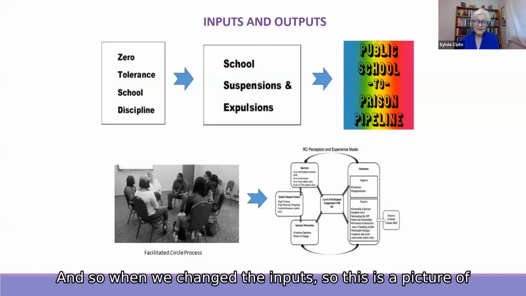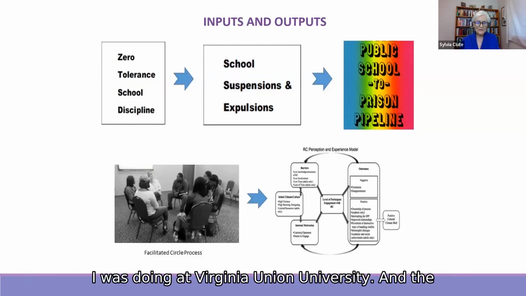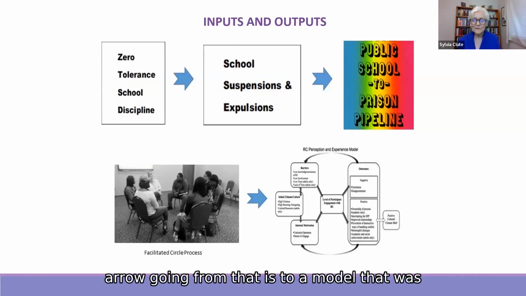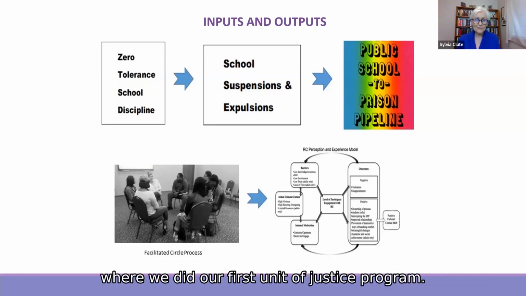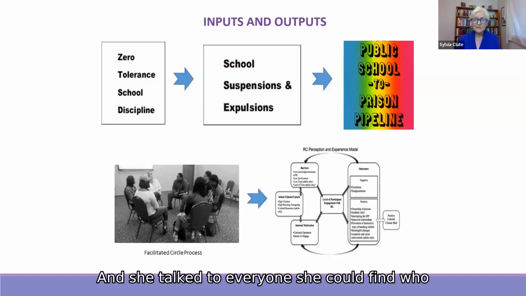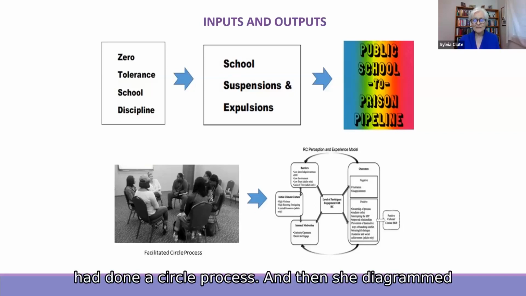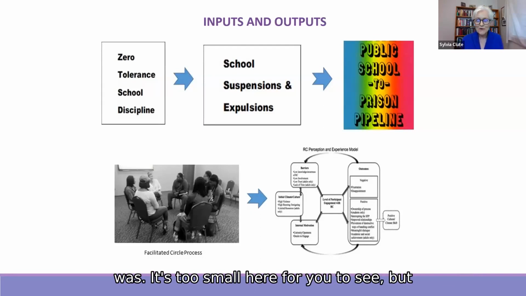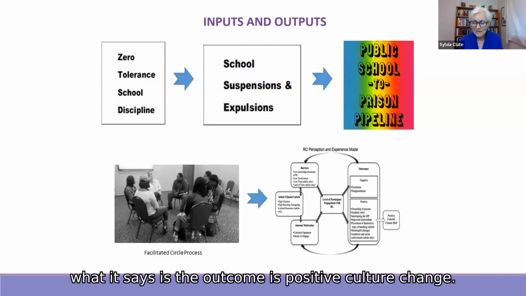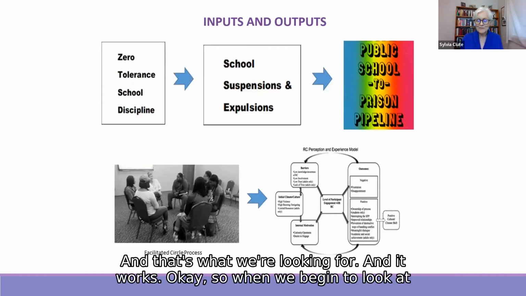And so when we changed the inputs, this is a picture of a circle facilitation training that I was doing at Virginia Union University. And the arrow going from that to a model that was created by a woman who came to Armstrong High School, which you'll hear more about, where we did our first restorative justice program. She talked to everyone she could find who had done a circle process, and then she diagrammed what happened in that process and what the outcome was. It's too small here for you to see, but what it says is the outcome is positive culture change. And that's what we're looking for.